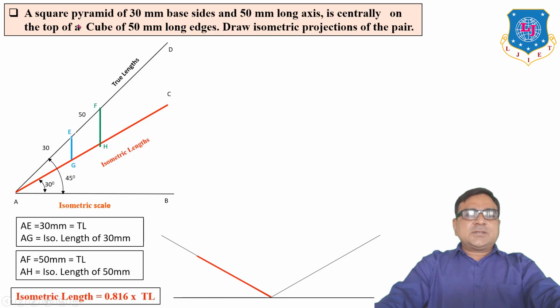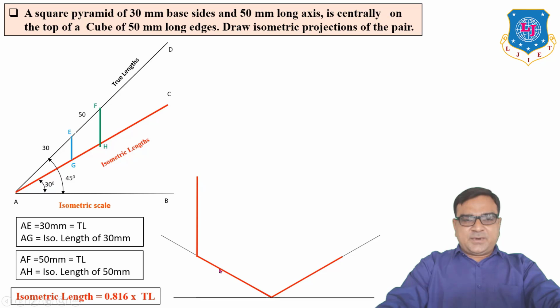Now in this object, a square pyramid is placed centrally on the top of the cube. So first of all draw the cube. Cube of 50 mm long. So here width 50, length 50, height is also 50 mm. So you have to draw 50 mm, 50 mm height.